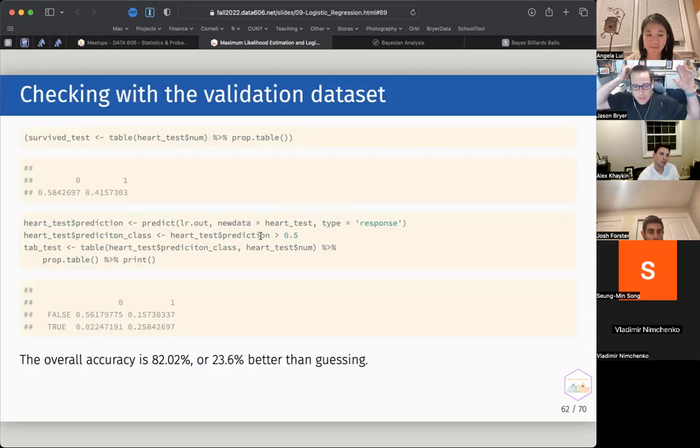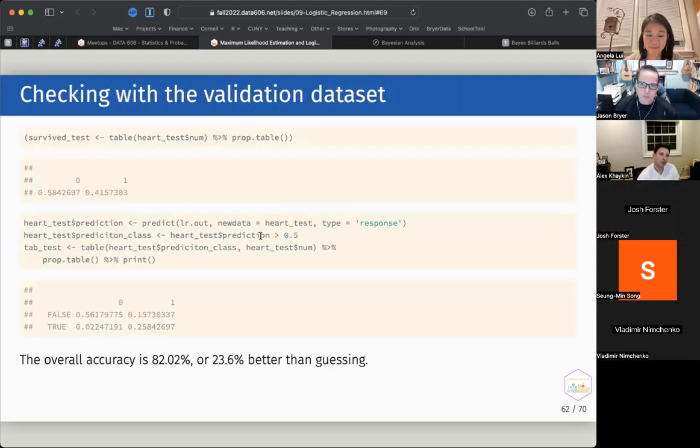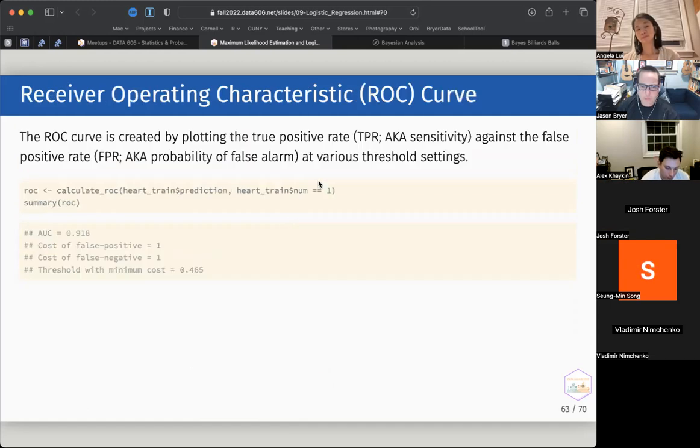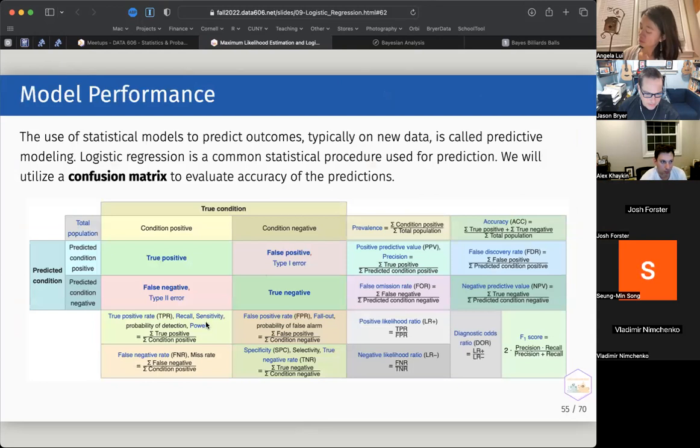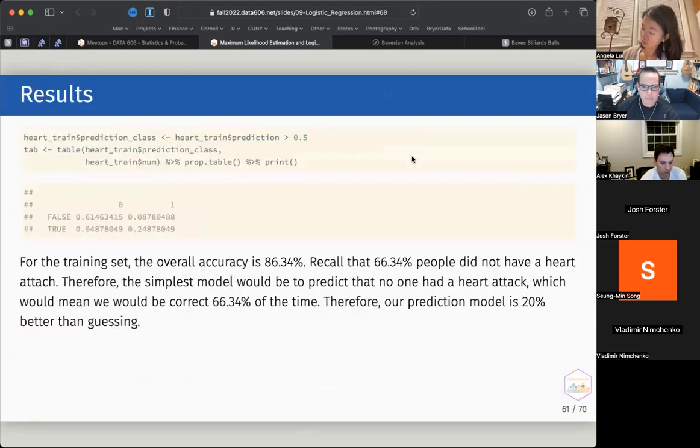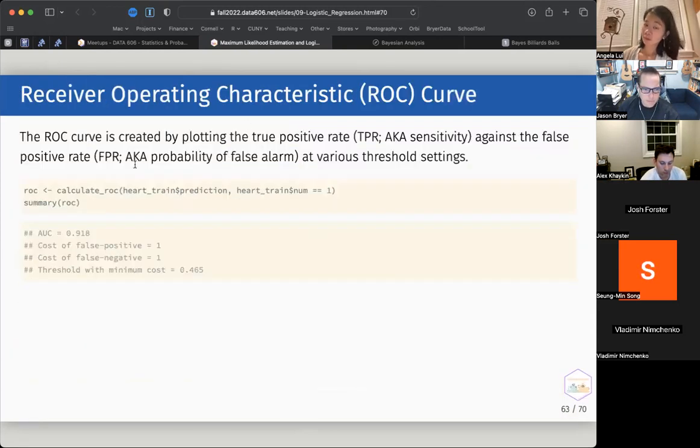Okay, so to me this is where I always start, and this is often where I make a lot of my decisions, looking at these confusion matrices. But there are a few other approaches you can use. There's something called a receiver operator characteristic curve, where we plot the true positive rate, also the sensitivity. So if we go back to this chart, we're looking at sensitivity. We want to plot that against the false positive rate, or the probability of false alarm, at varying thresholds.